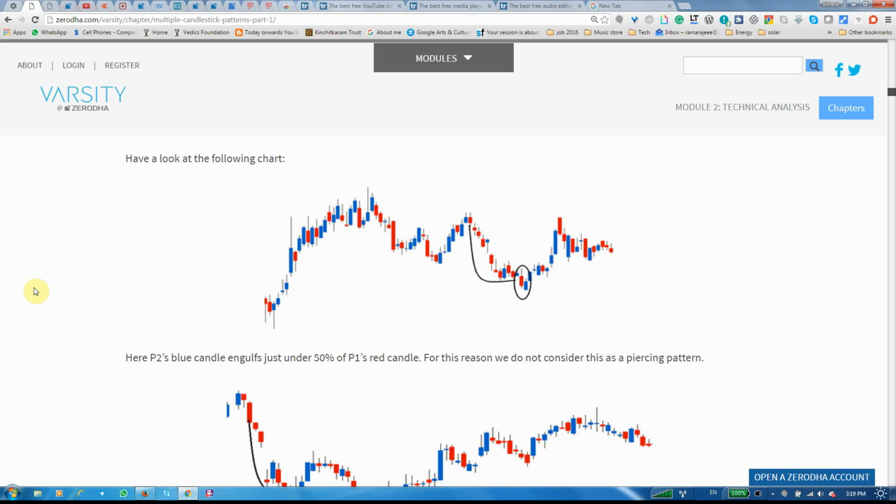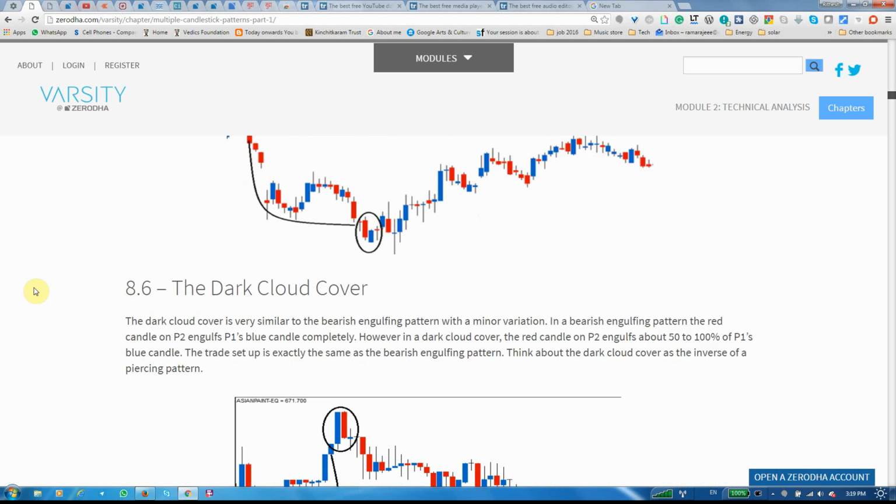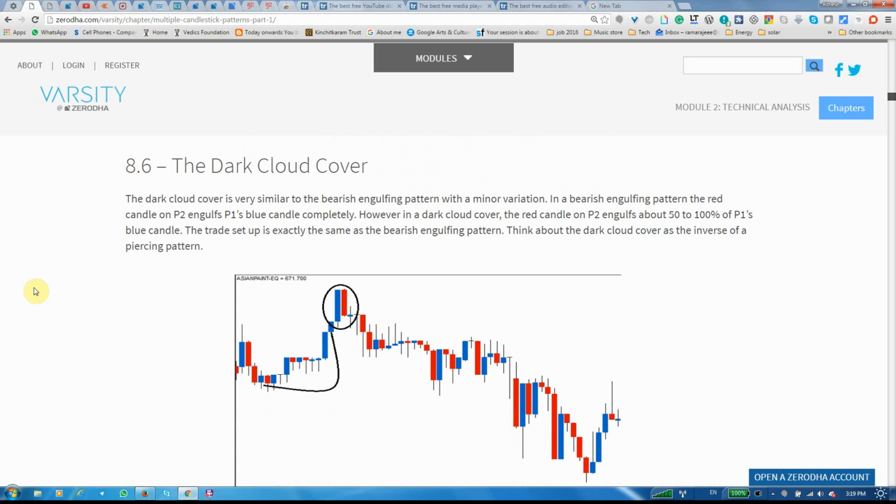8.6 The dark cloud cover. The dark cloud cover is very similar to the bearish engulfing pattern with a minor variation. In a bearish engulfing pattern, the red candle on P2 engulfs P1's blue candle completely. However, in a dark cloud cover, the red candle on P2 engulfs about 50 to 100% of P1's blue candle. The trade setup is exactly the same as the bearish engulfing pattern. Think about the dark cloud cover as the inverse of a piercing pattern.